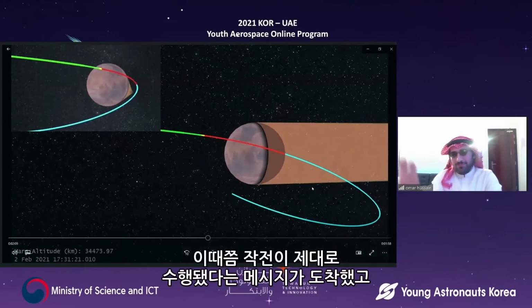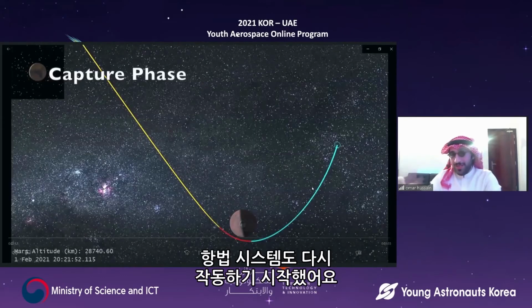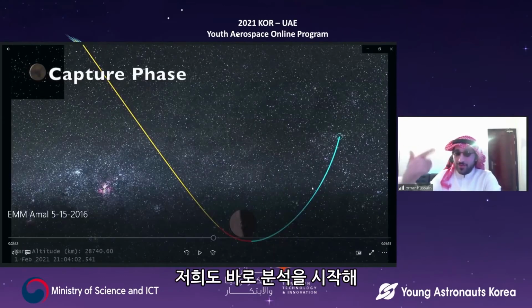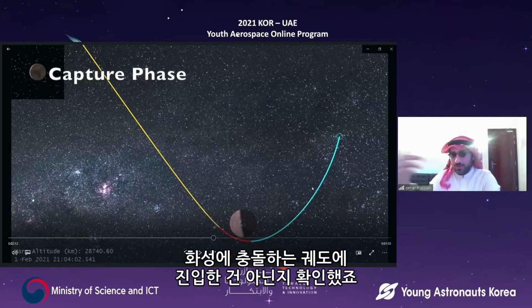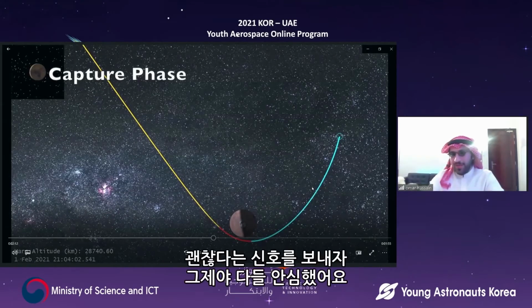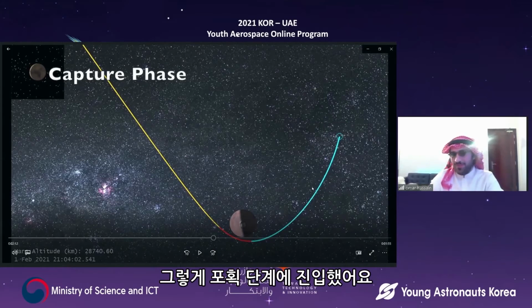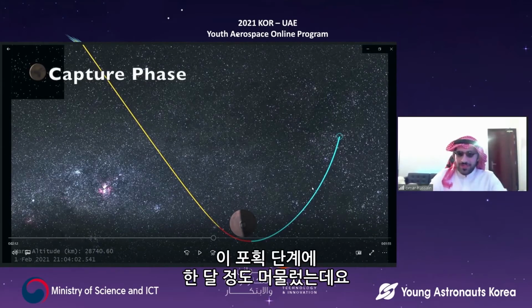So yeah, then we got the message, the burn was conducted properly. And then of course the navigation work started. We quickly started doing analysis to make sure that we are not in an orbit that's going to crash us into Mars. And we gave them the safe sign, and then we were like, okay, we're now in our capture phase. So the capture phase, we stay in our capture phase for like a month.